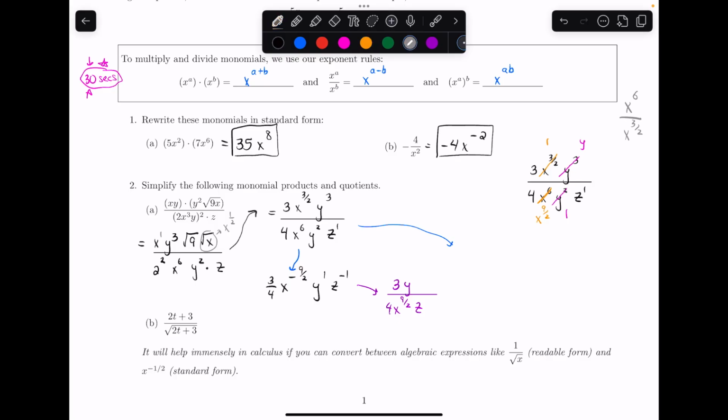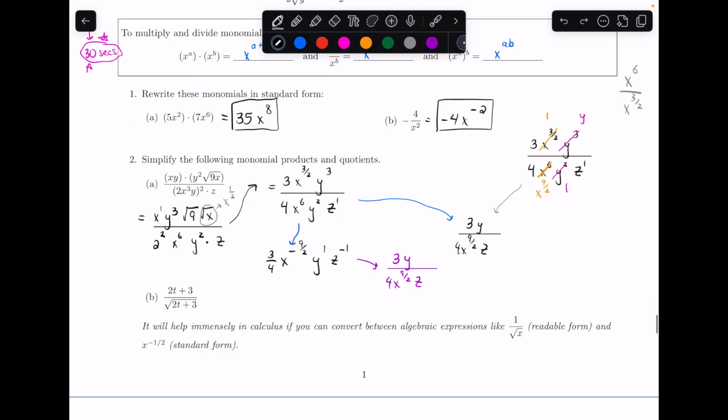Okay, so if I do this simplifying, I'm left with 3 times 1, which is 3, and then times a y on top. Over, on the bottom, I get 4x to the 9/2, and times z. Oh, that's the same thing that we had here. Okay, so these are 2 different ways of going about it, and it's helpful to understand how both of them work.